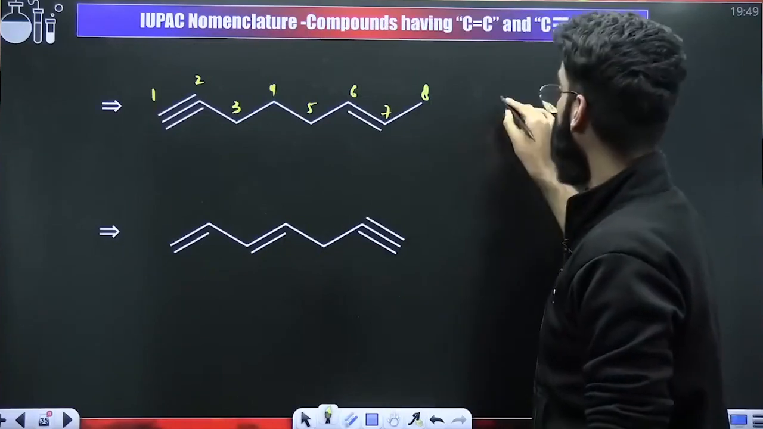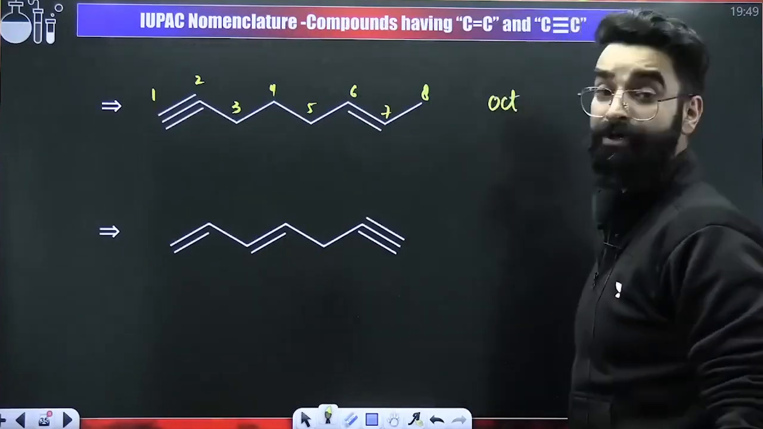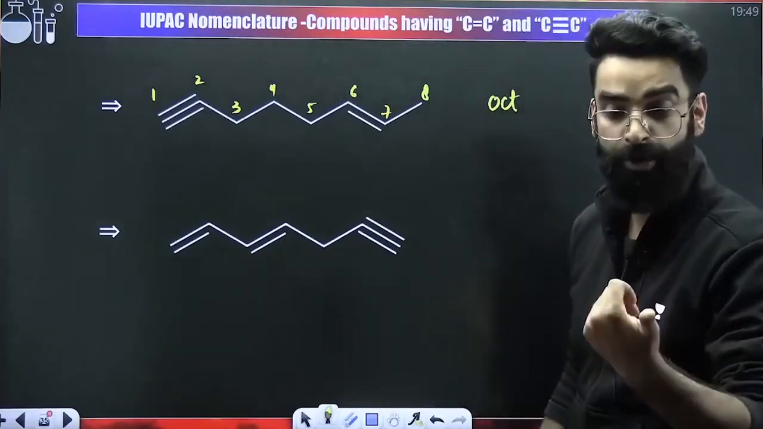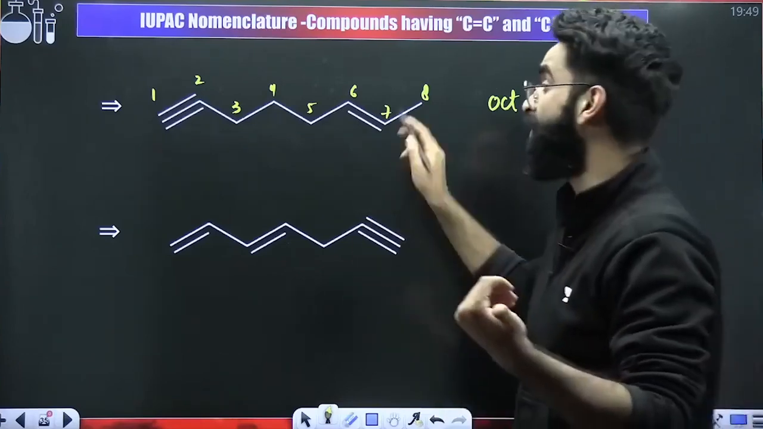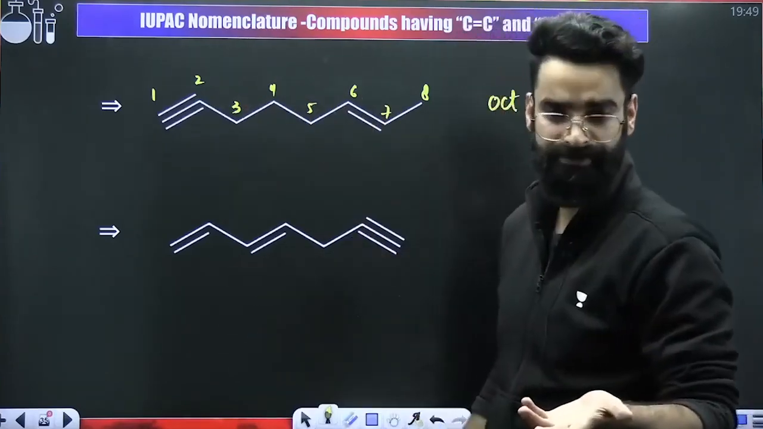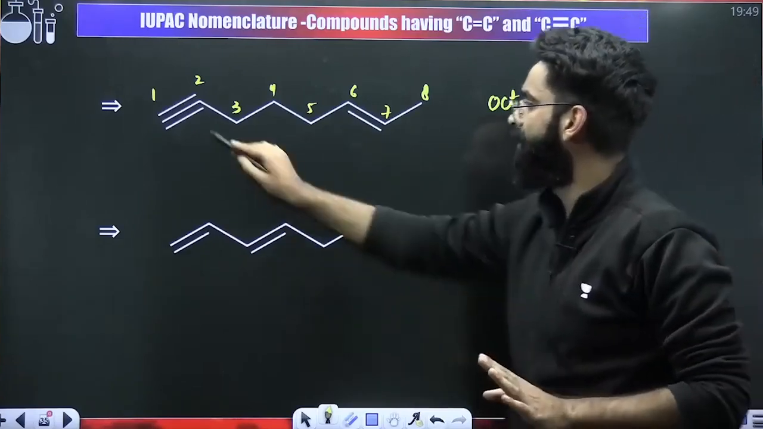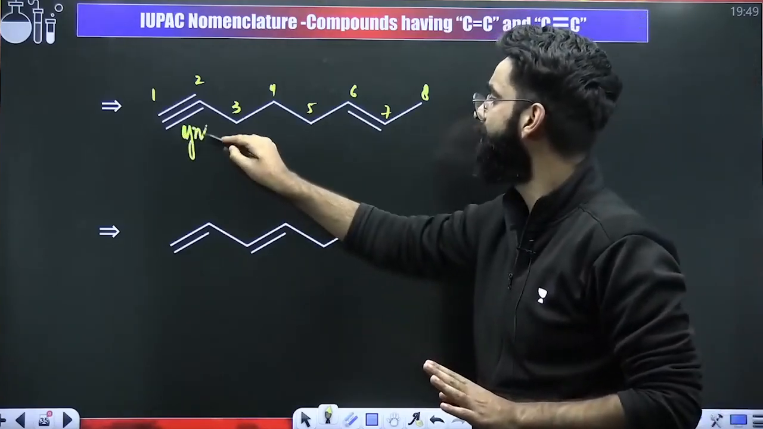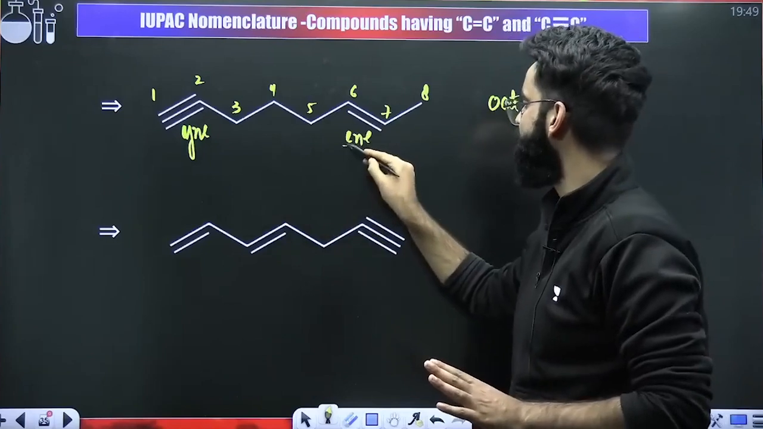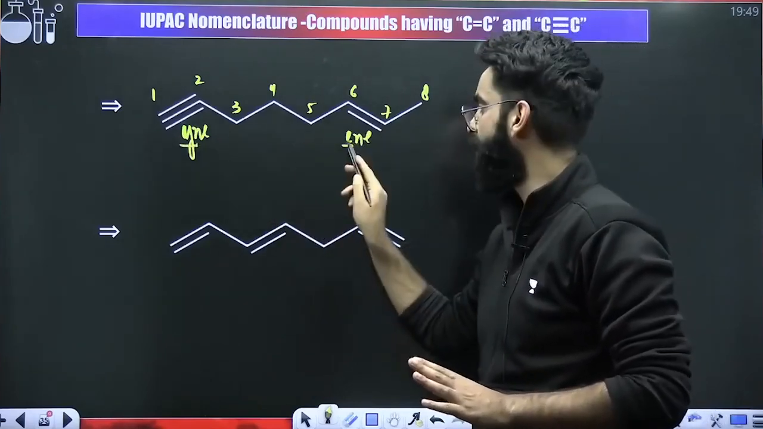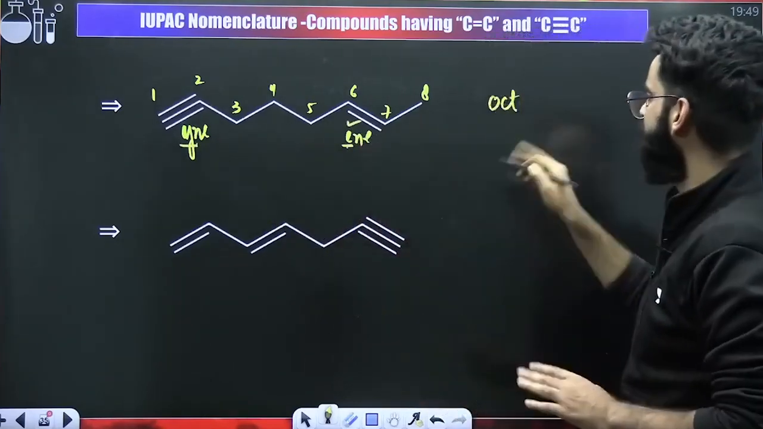So I'll be using the term oct. Should I use octa? I won't be using octa. For octa, there should be either 2 double bonds or 2 triple bonds, right? Perfect. It's going to be oct. Now, this is ine, this is ene. This starts with E, this starts with Y. So I'll prioritize E. Alphabetically, it comes first. So it's going to be oct.